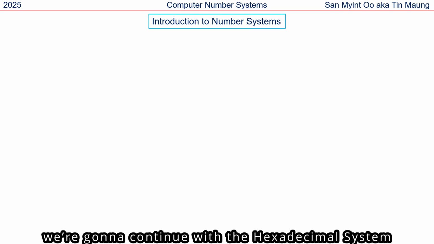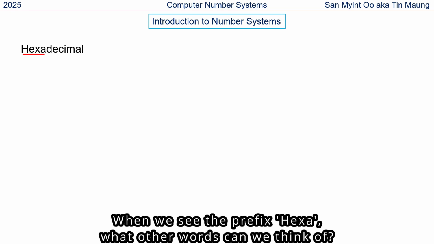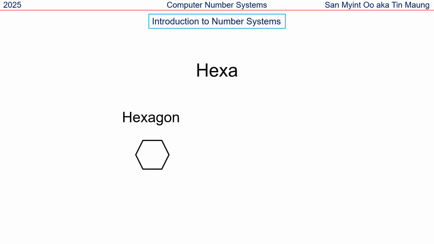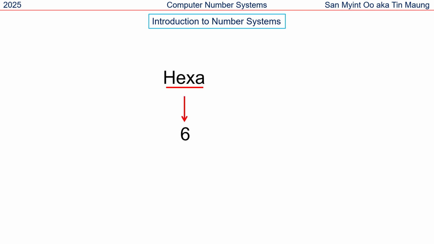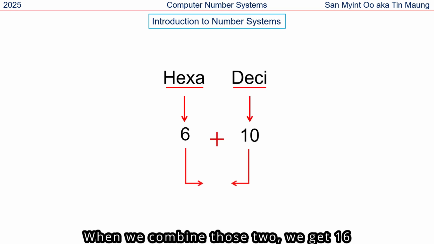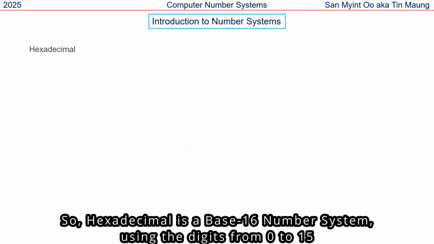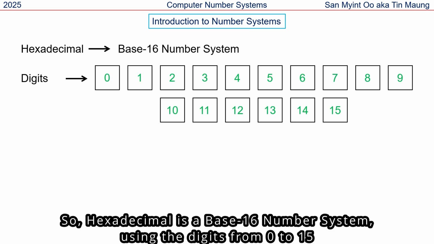After the decimal, we're gonna continue with the hexadecimal system. When we see the prefix hexa, what other words can we think of? Hexagon, hexapod. Yeah, hexa means 6. Deci means 10. When we combine those two, we get 16. So hexadecimal is a base 16 number system using the digits from 0 to 15.